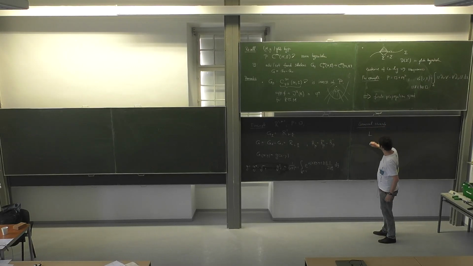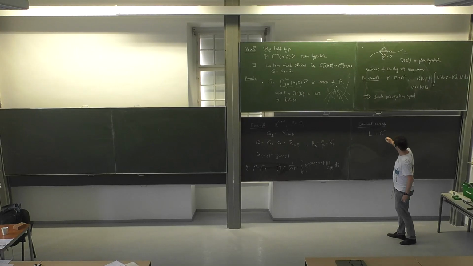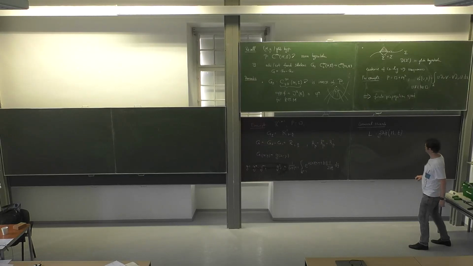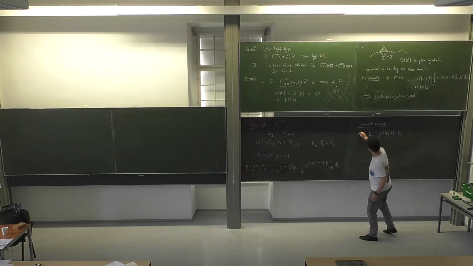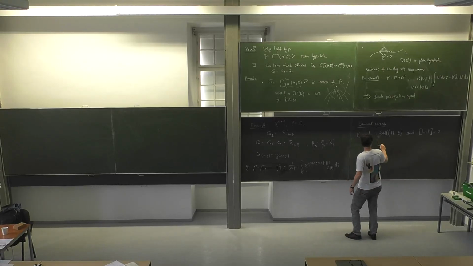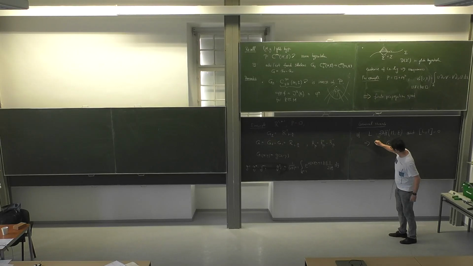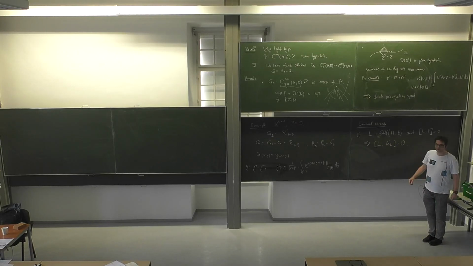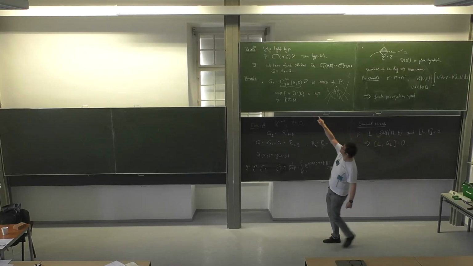If you have an operator L, let's say it's a differential operator, just for simplicity, on M, acting on sections of E. So if we have an operator like this, and L commutes with P, then L also commutes with G plus minus automatically. Why is that? Well, a differential operator leaves that space invariant.